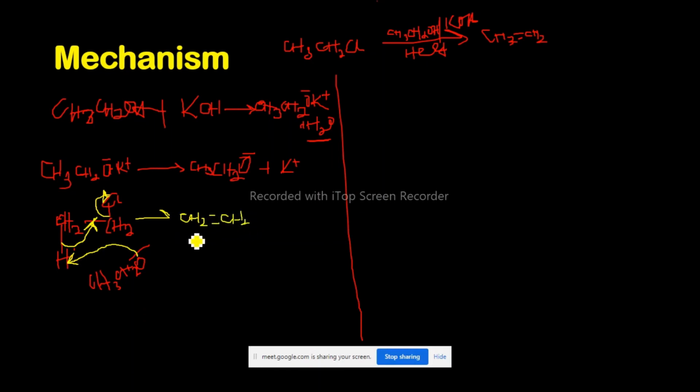And like I told you the other time, in organic chemistry we are always interested in the major compound. But if you also want to show the other inorganic compound, then this Cl is going to combine with these potassium ions to give us potassium chloride.